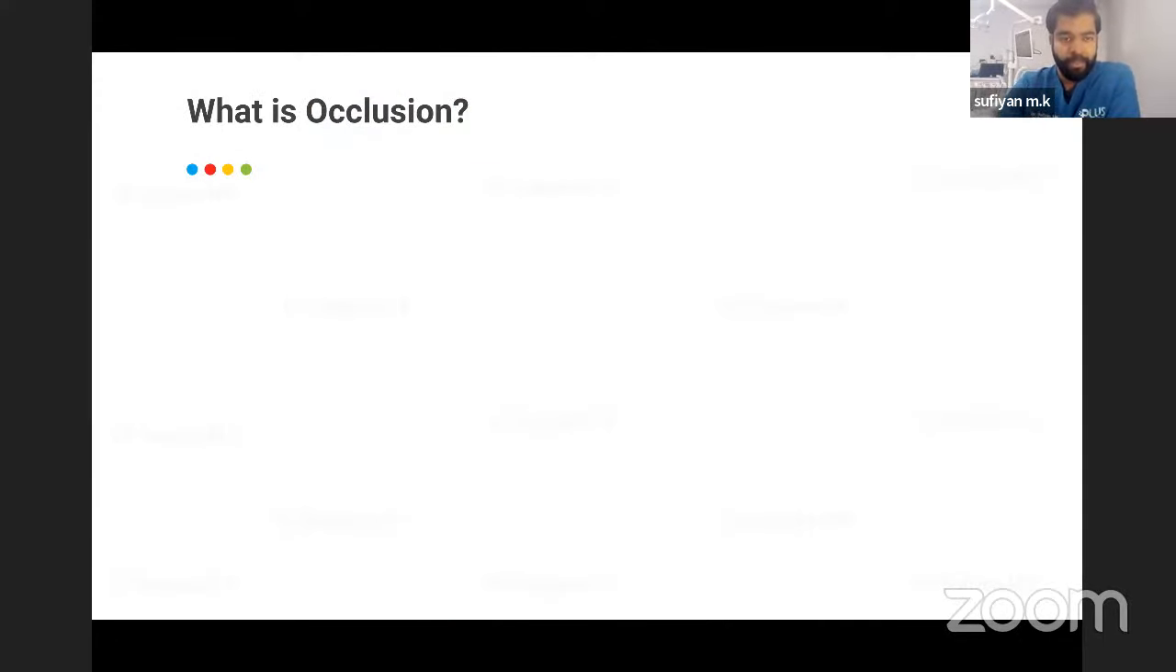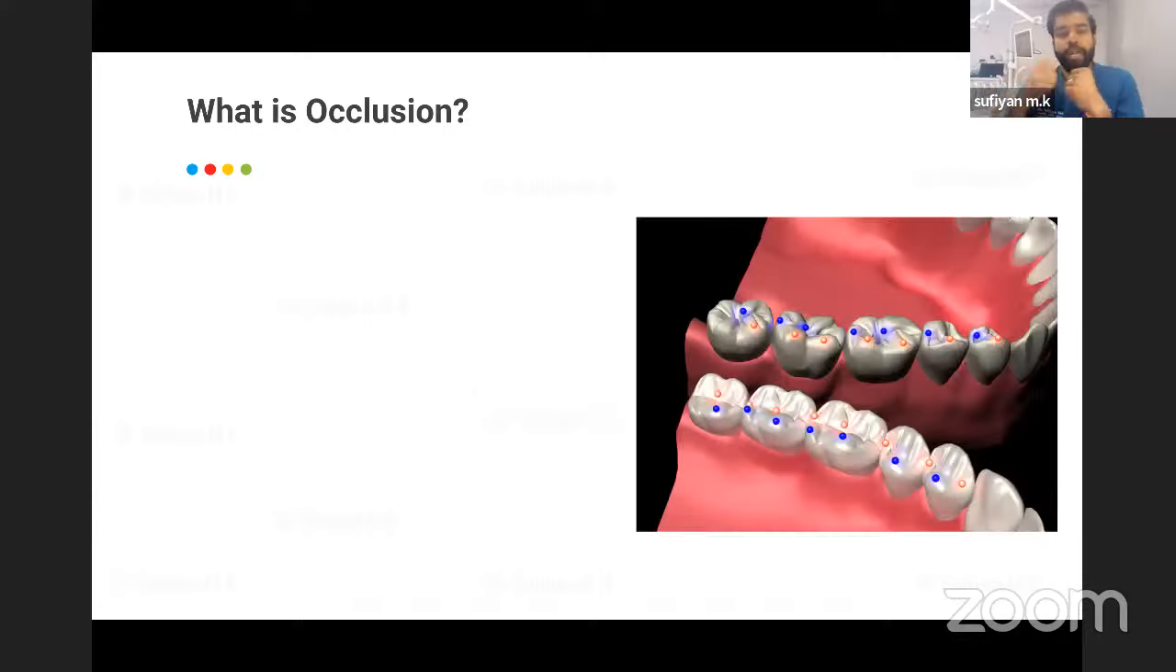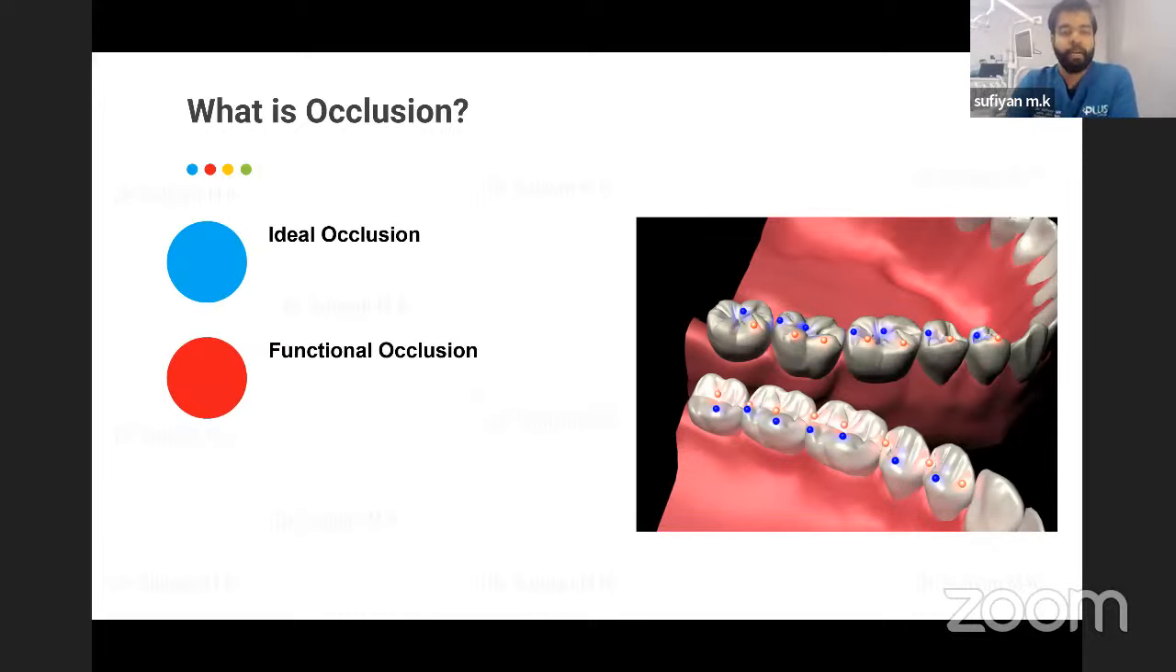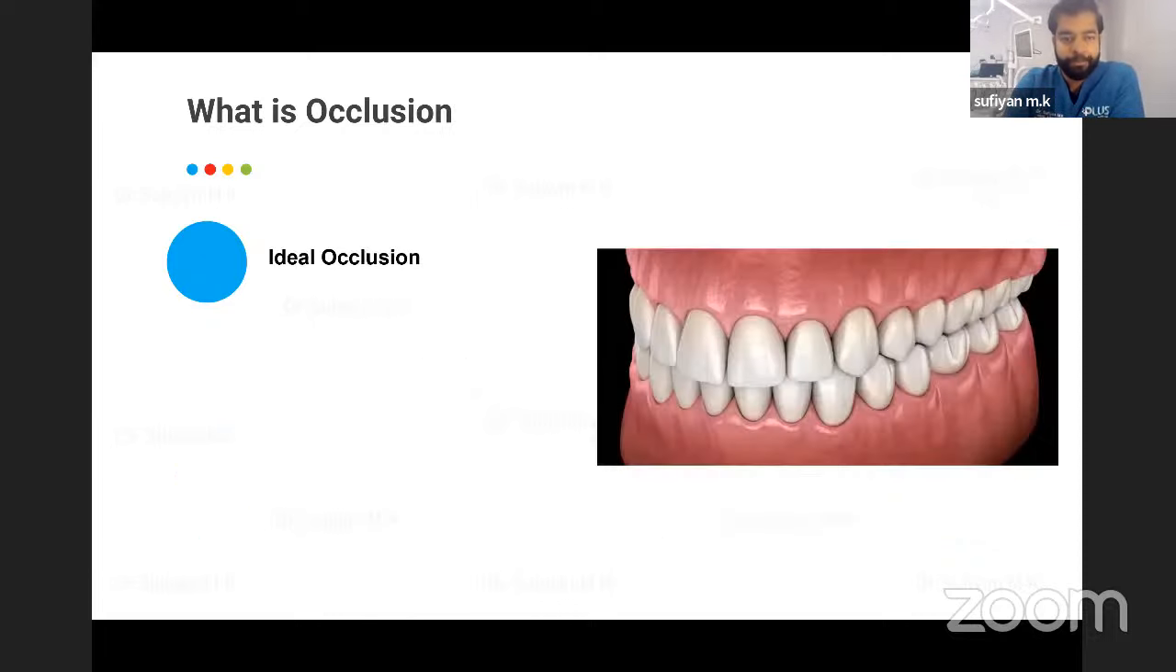So to start with, in simple terms, occlusion is nothing but contact between the maxillary and mandibular jaw when all the teeth are in contact with each other. Okay, so if I can split occlusion into 3 types: ideal occlusion, functional occlusion, and pathologic occlusion. So these are the 3 kinds of occlusion.